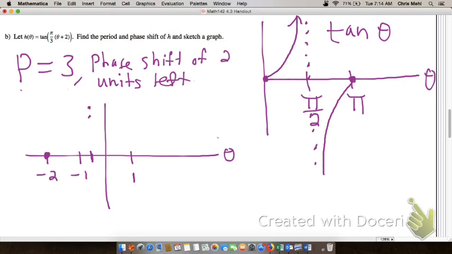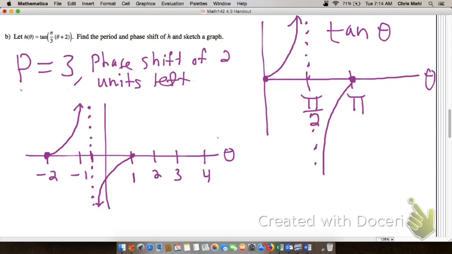Here's the vertical asymptote, which is going to occur halfway between -2 and 1. The graph is going to increase towards its vertical asymptote of -0.5, and then to the right of the asymptote the function is going to increase until I get to 0 at 1. And then just for emphasis I'll draw one more fundamental cycle, so I'll go 1, 2, 3 units to the right.